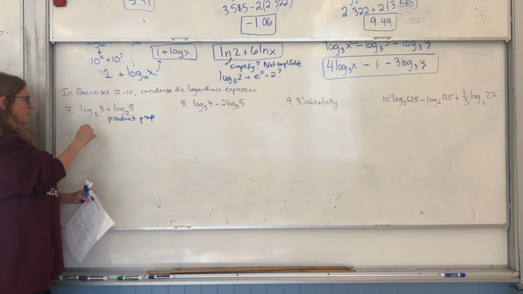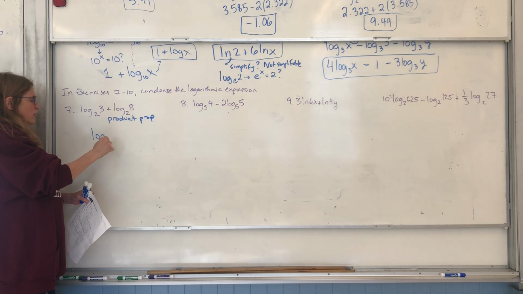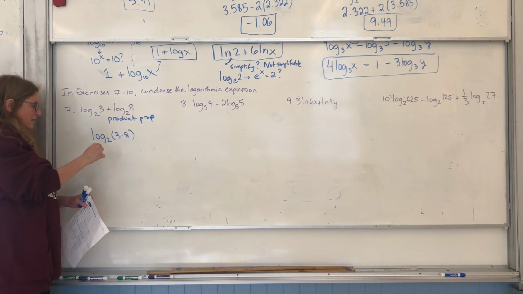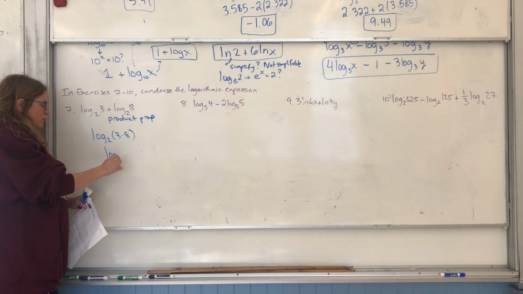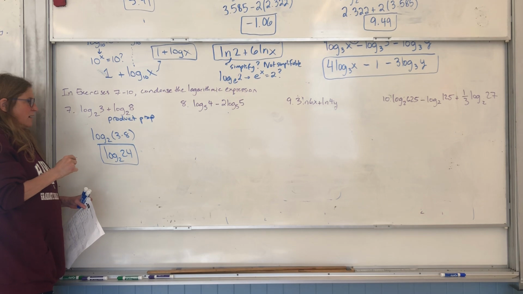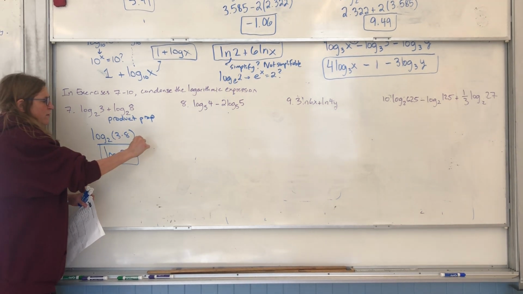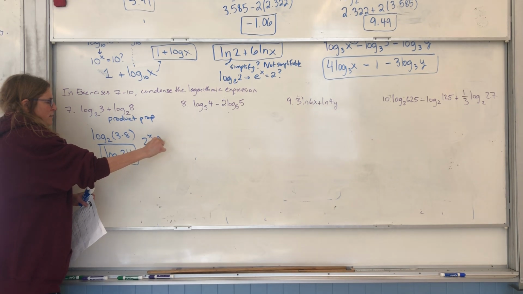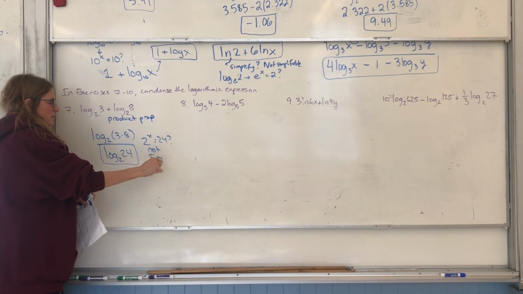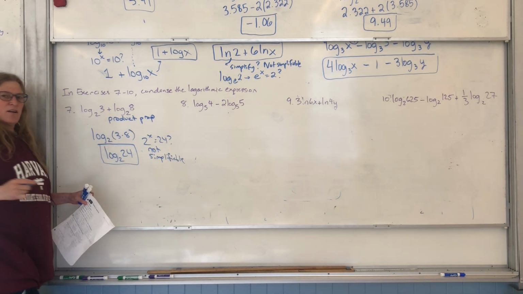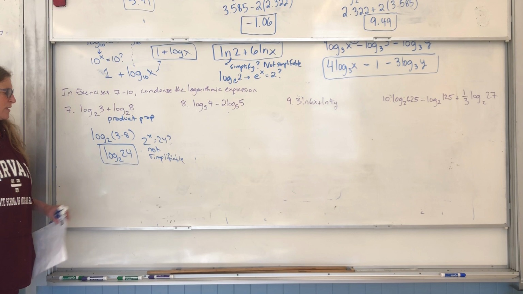So what we're going to do here is we're going to say log base 2 of 3 times 8, which is log base 2 of 24, right? And I'm not going to simplify that, because 2 to the what equals 24? That's not rational. Right? If I can't just figure it out with a rational number, then I'm just going to leave it.